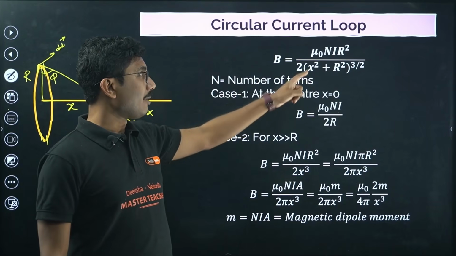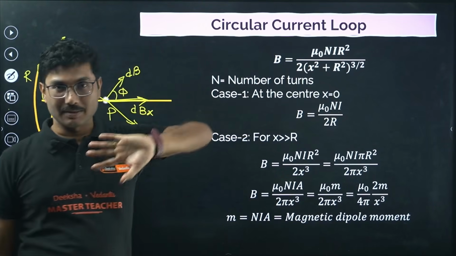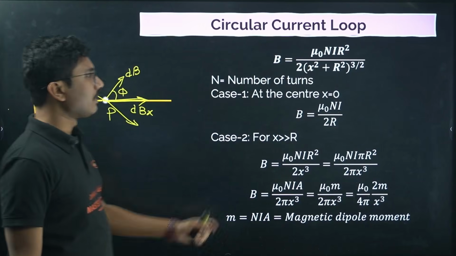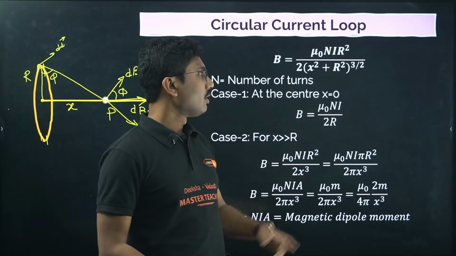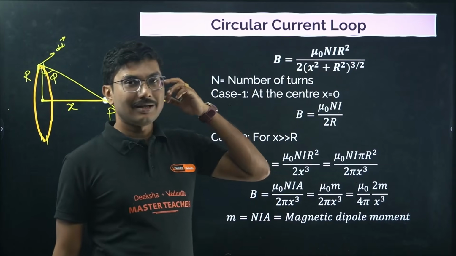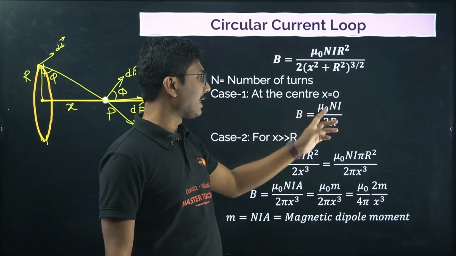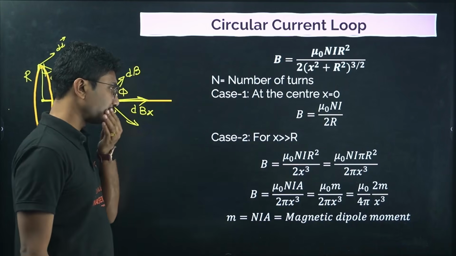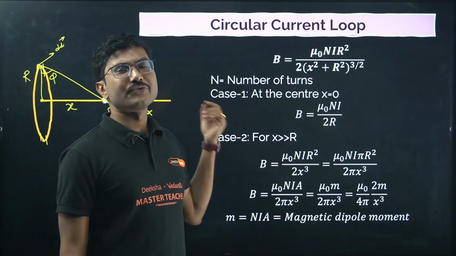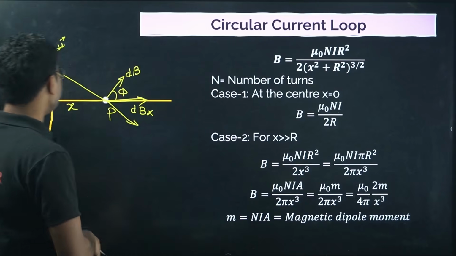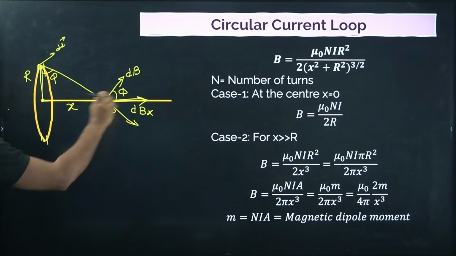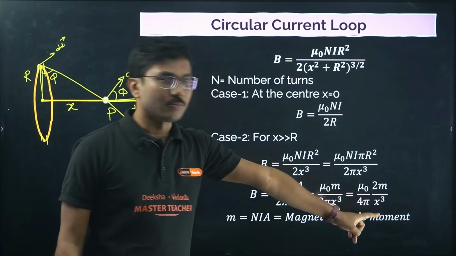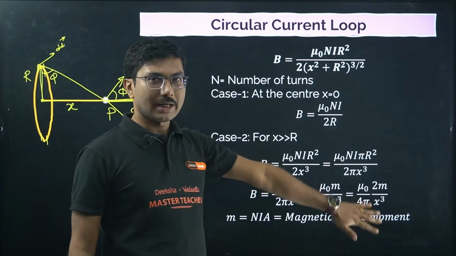Then the magnetic field at the center is given by mu naught N I by 2r, where x is equal to 0. For a distance which is very, very far away compared to the radius, if the radius is small and the distance is large, then this formula can be modified into this formula. The portion I have explained over here.